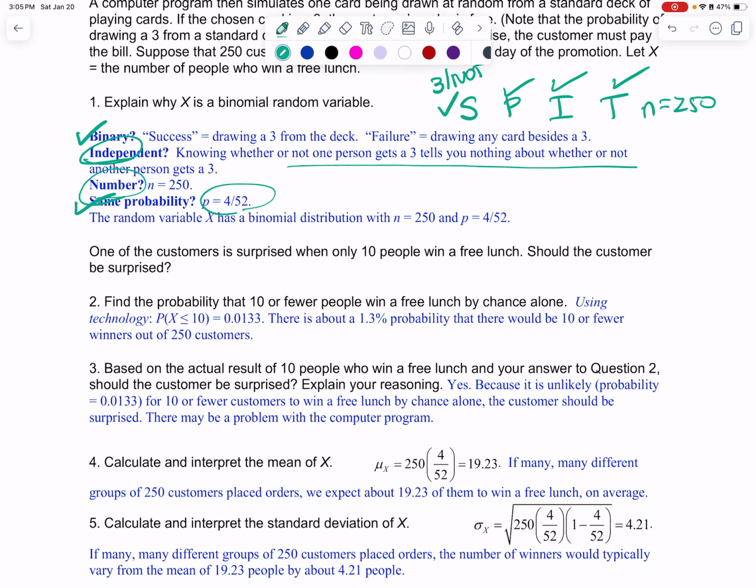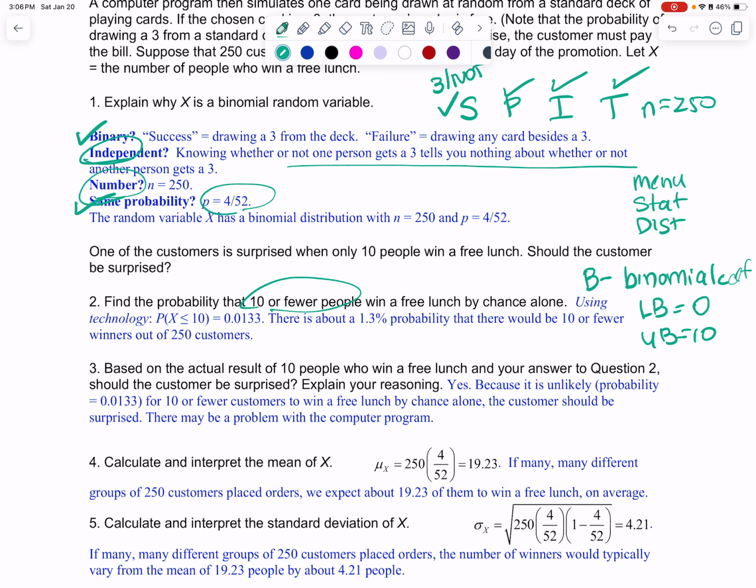Okay, so to do technology, you could definitely go ahead and use binomial CDF. To get to binomial CDF, menu, stat, distribution, binomial CDF, which is B. Your lower bound here is going to be 0, since the least amount of people is 0, and the upper bound is going to be 10, for 10 or fewer people. And your number of people, of course, is 250, and the probability is 4 out of 52.